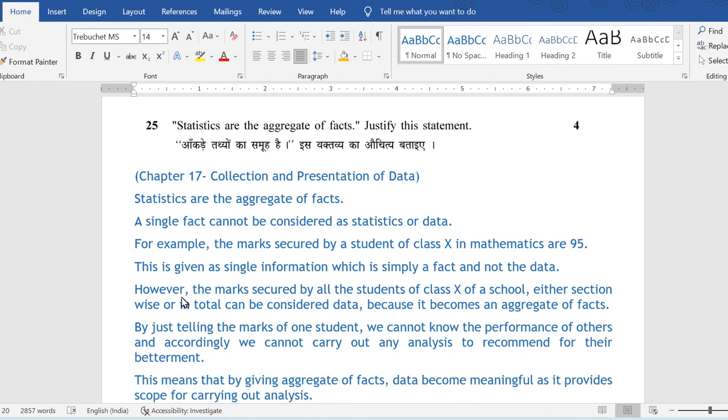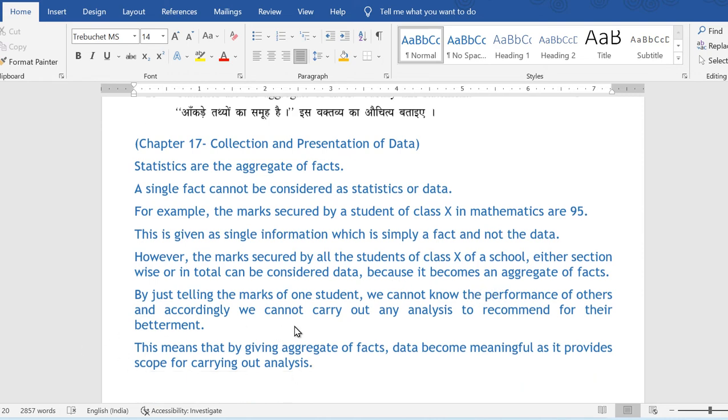However, the marks secured by all the students of class 10 of a school, either a section-wise total or a grand total, can be considered as data because it becomes an aggregate of facts. By telling the marks of just one student, we cannot understand the performance of the class, nor can we carry out any analysis, nor can we recommend any advice. This means that by giving the aggregate of facts, data becomes more meaningful and it has scope for analysis.